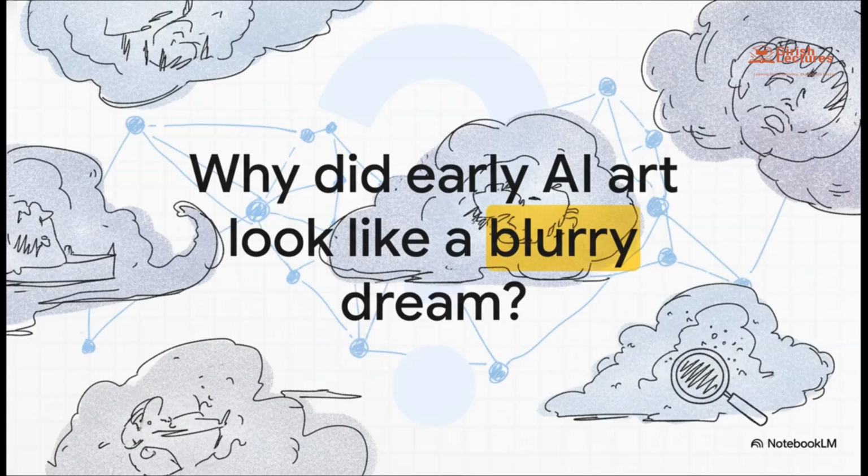So, if you've been following AI for a while, you definitely remember the early days of AI art. It all had this hazy, kind of washed out look, right? It was cool, for sure, but you wouldn't call it realistic. But why was that? What was going on under the hood that made it so hard for these early models to create a sharp, clean image?